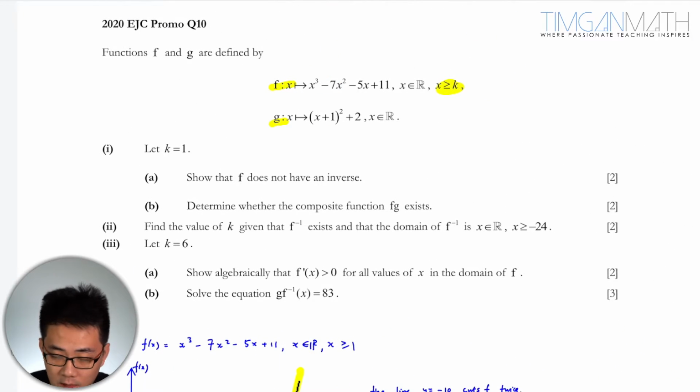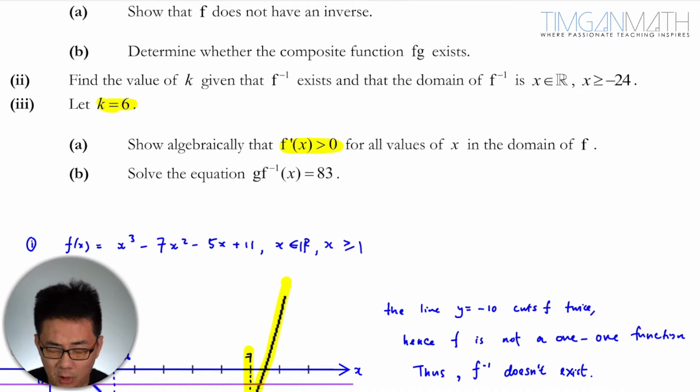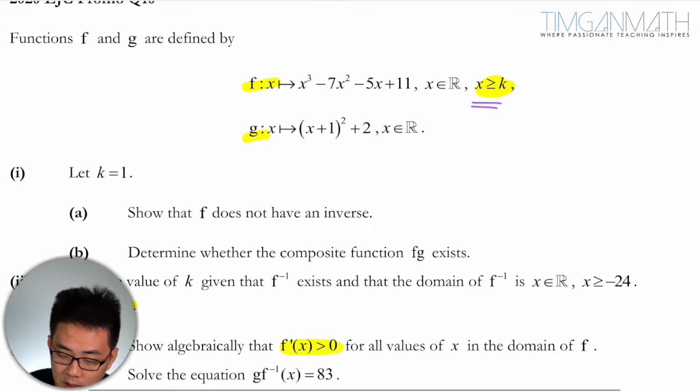So let's look at part 3a. When k equals 6, show algebraically that f prime x is more than 0 for all x values in the domain of f. So if k equals 6, you know that the domain here becomes x bigger than 6.